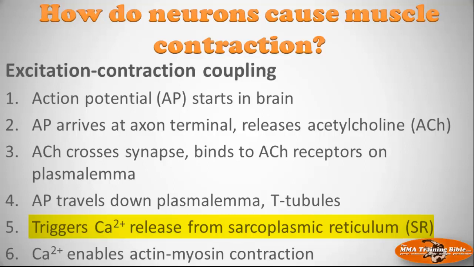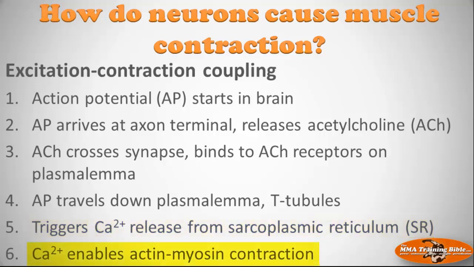So when that action potential travels down the T-tubules, it signals the sarcoplasmic reticulum to release calcium. That calcium will then leave the sarcoplasmic reticulum, and it will bathe all of those myofibrils that make up that muscle fiber. And it's this calcium that leaves the sarcoplasmic reticulum, which ultimately allows myosin to bind to actin. And we're going to talk a little bit more about that process, but ultimately it's calcium that's causing muscle contraction.